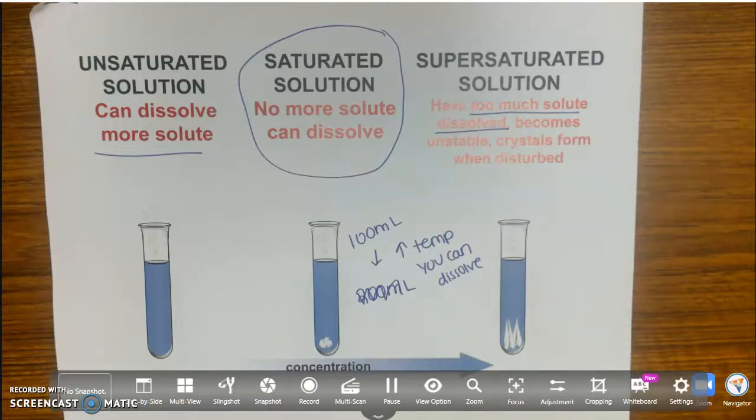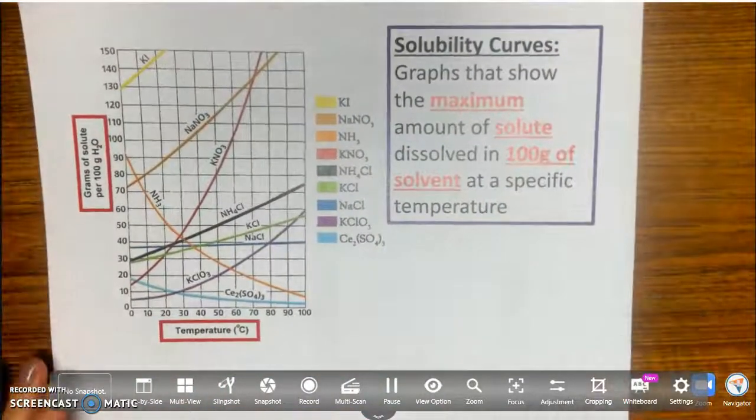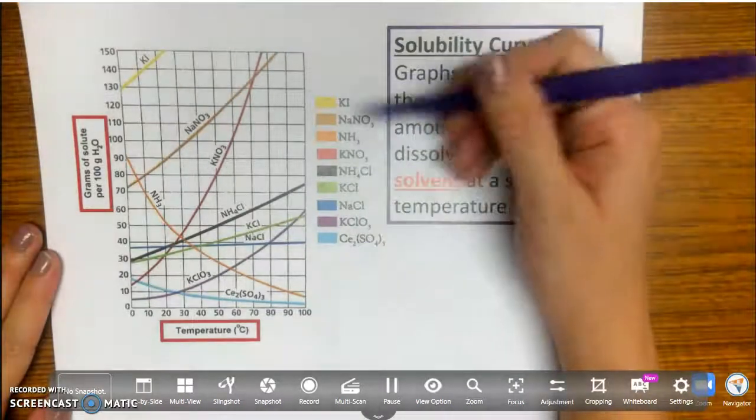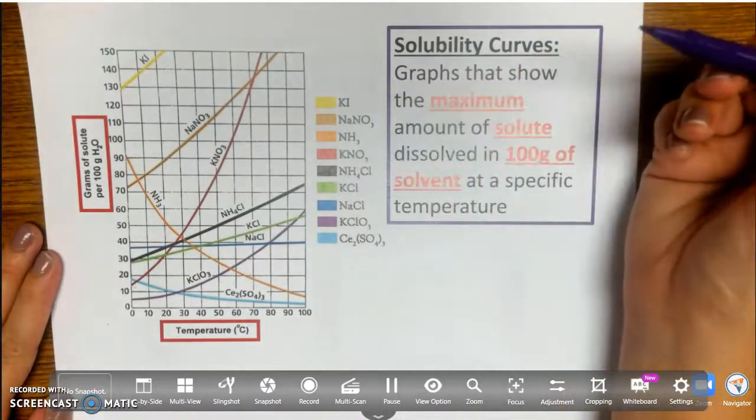So we're going to look at solubility curves. Solubility curves are graphs that show the max amount of solute that can be dissolved, and they're typically in 100 grams of water. So this graph shows me how much solute I can have dissolved for all of these chemicals in 100 grams of water. And so just how to read this.